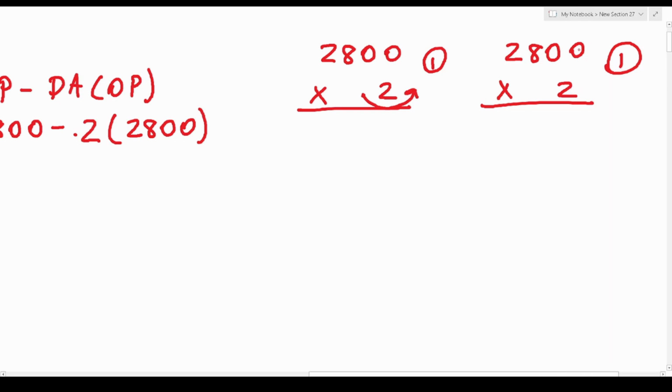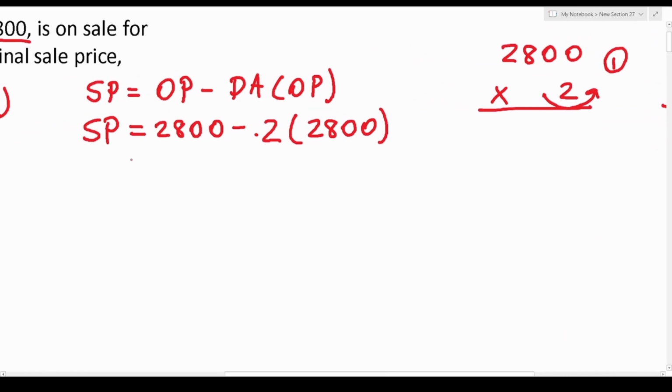So we get 0 times 2, which is 0, 0 times 2, which is 0, 8 times 2, which is 16, so we're going to drop down a 6 and carry a 1, 2 times 2, which is 4, plus 1 is 5, bring that one decimal back over. So we can see that the sales price is going to be $2,800, which is the original price of the snowmobile, minus $560, which is the discount.